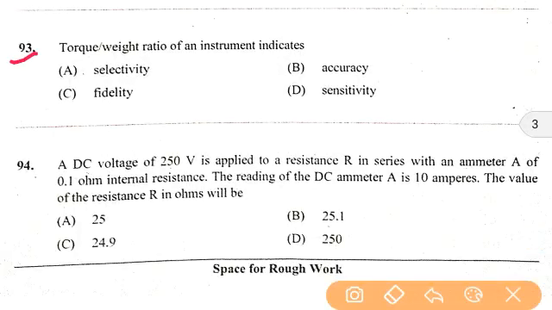In the next question, torque to weight ratio of an instrument indicates its sensitivity. Option D will be the correct answer.